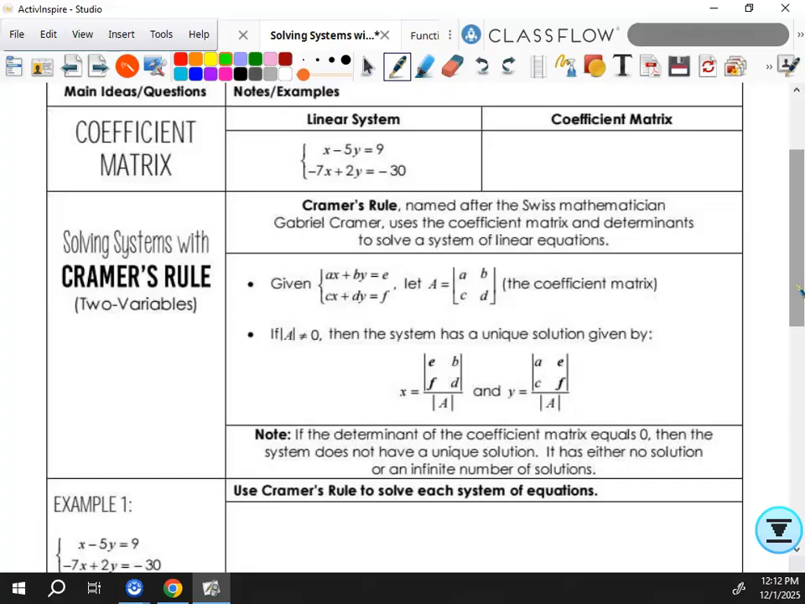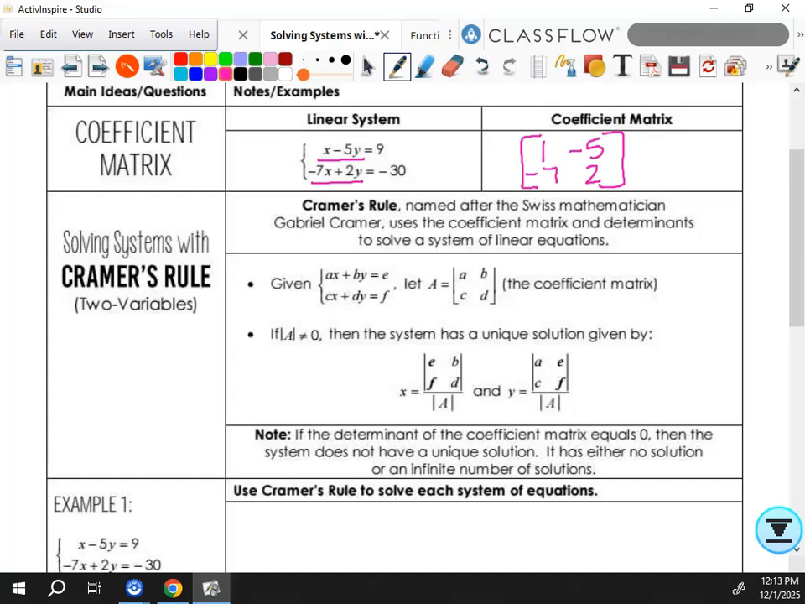We have certain kinds of matrices that we can create from that. We've got the coefficient matrix. Your coefficients are the numbers in front of the variables, all right? So I'm going to take these two here, that's a 1 and a -5, and these two here, -7 and 2. Okay, so that is your coefficient matrix because I made it from the coefficients, right?